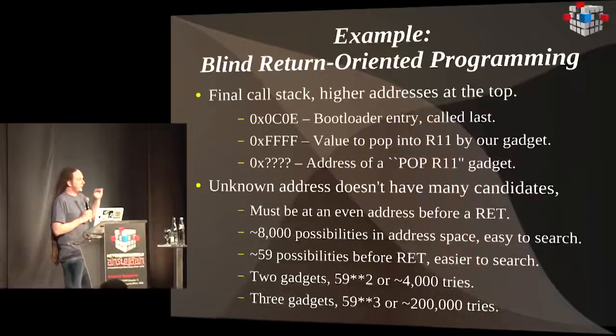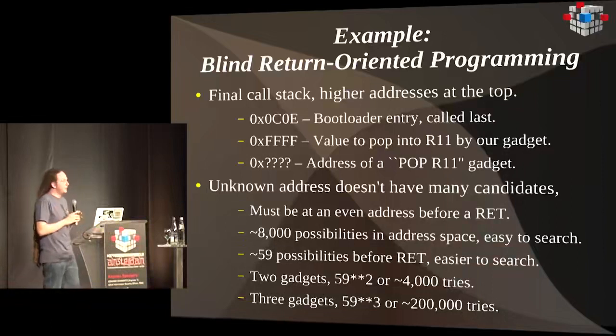The final call stack looks something like this, in that the highest word, that's the last thing that will be popped off the stack, is 0C0E. That's the bootloader entry point, and that's what's called last. Just after that, we have FFFF, which is a constant that we want to be loaded into register 11. And then following that, we have the address of some gadget that pops the stack word into register 11.